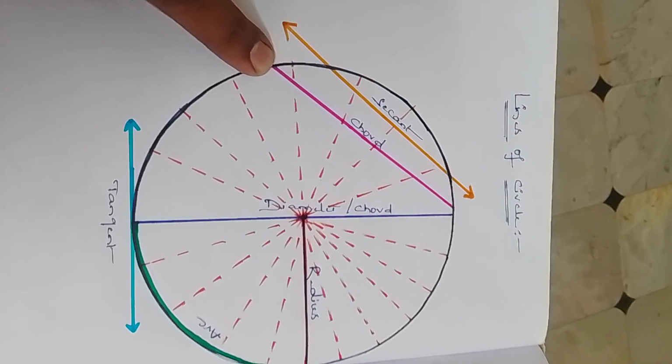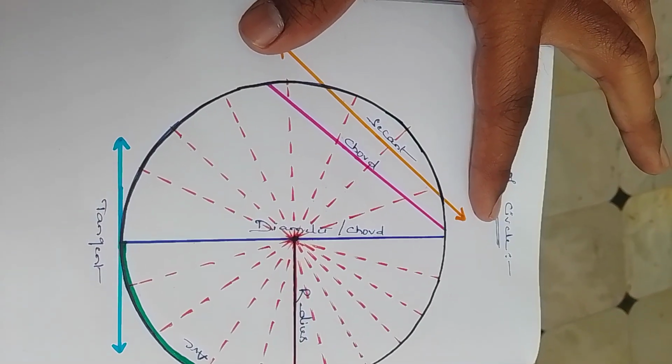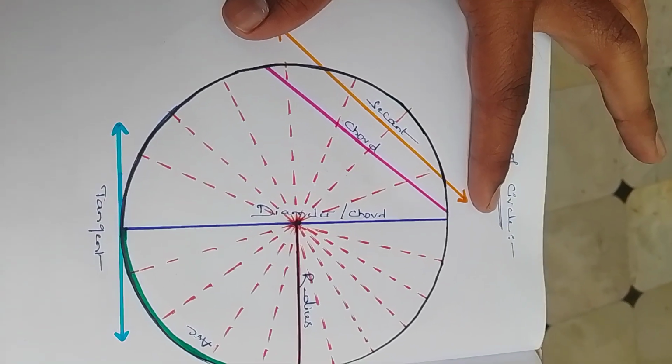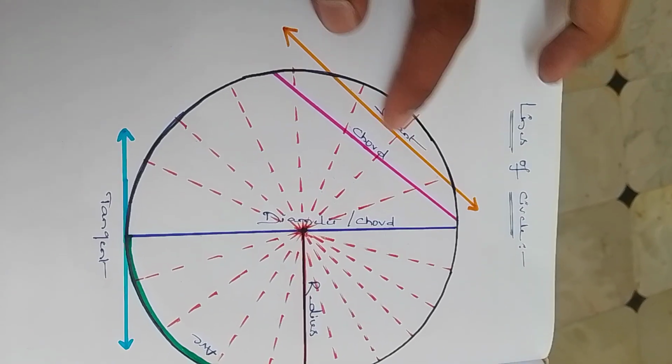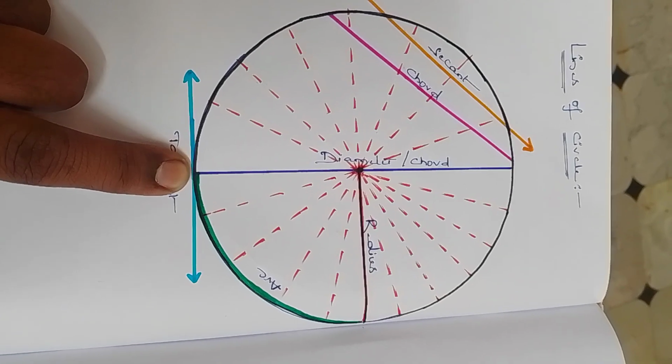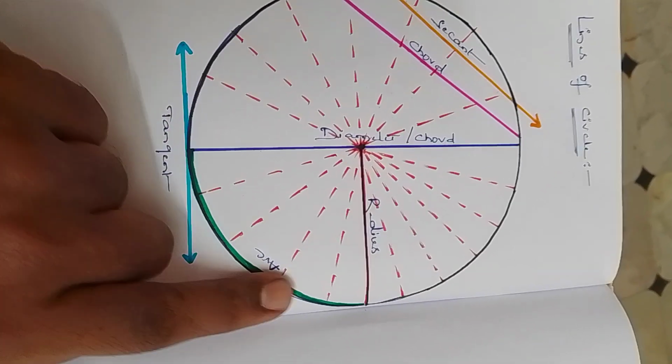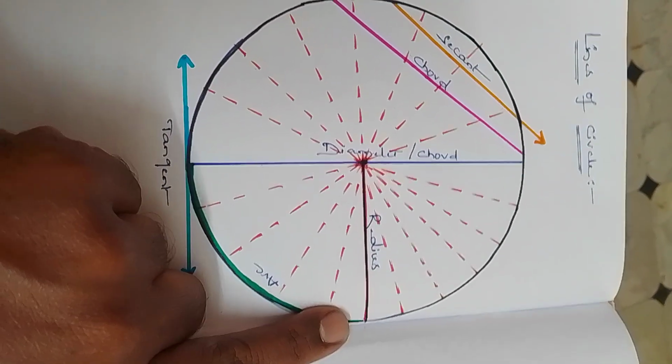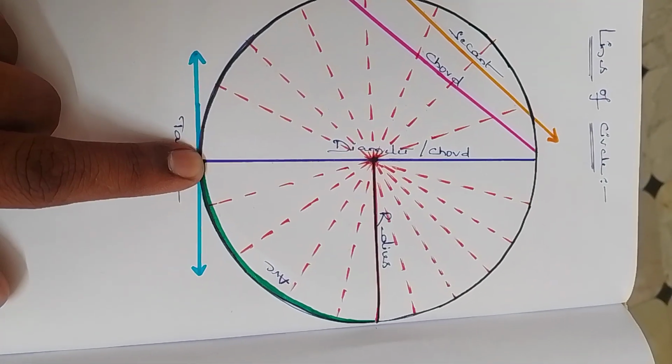on the circle is called chord. A line which touches the circle at two distinct points is called secant. A line which touches at only one point is called tangent. Okay, and an arc is a part of a circumference.